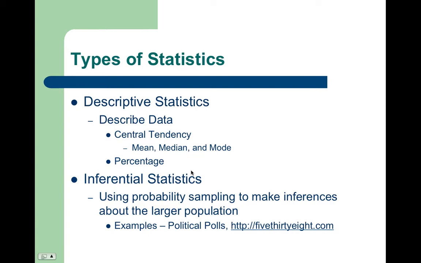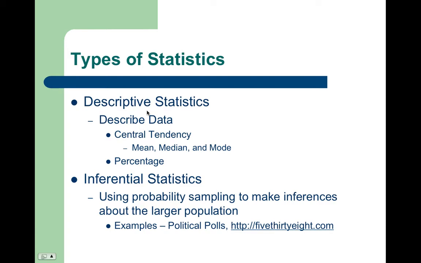So there are two basic types of statistics: descriptive statistics and inferential statistics. And the names describe exactly how you use them. Descriptive statistics are used to describe data. Inferential statistics are used to make inferences. Descriptive statistics are going to be the main focus of what we discuss today.